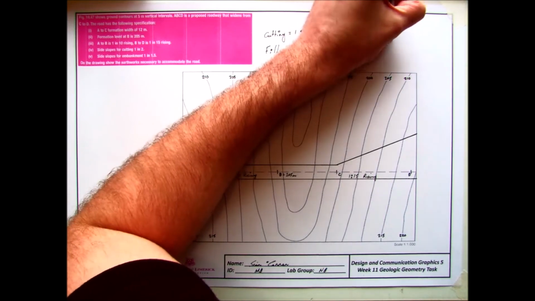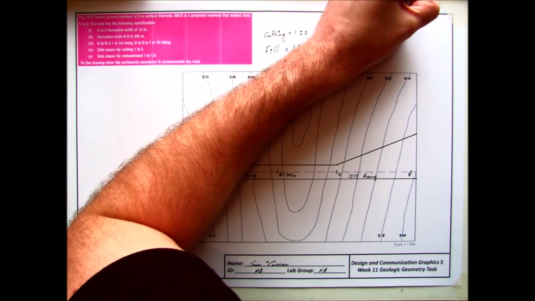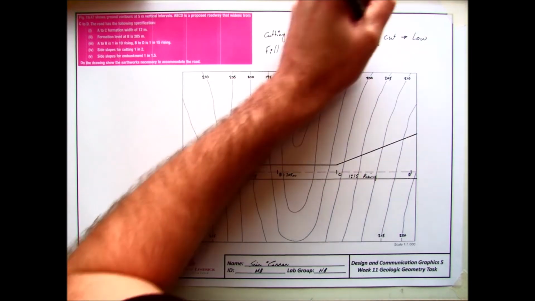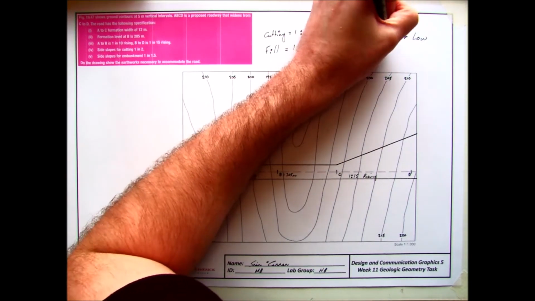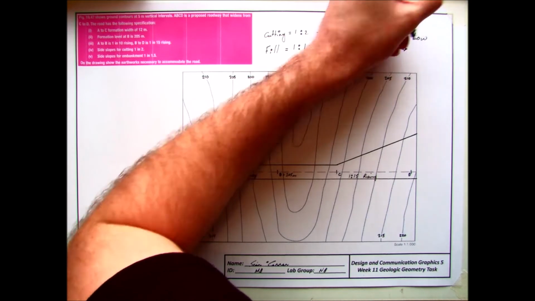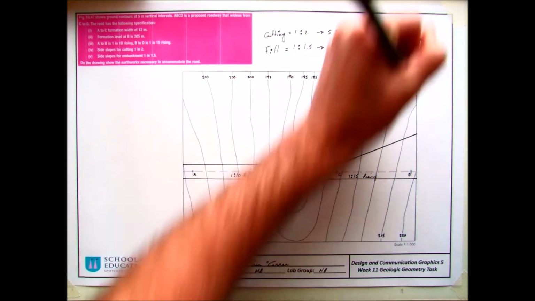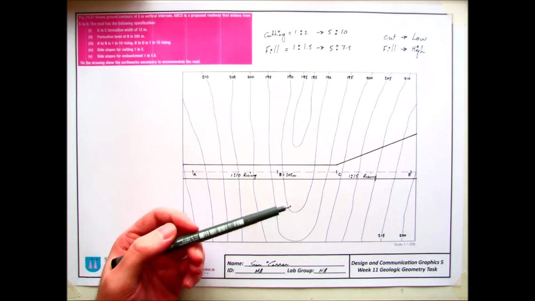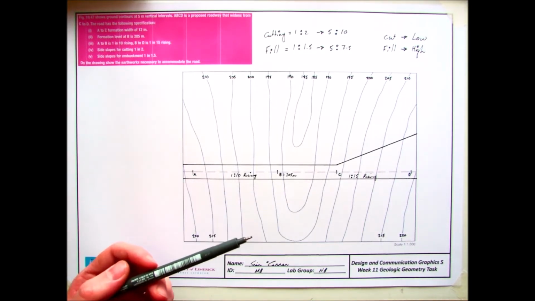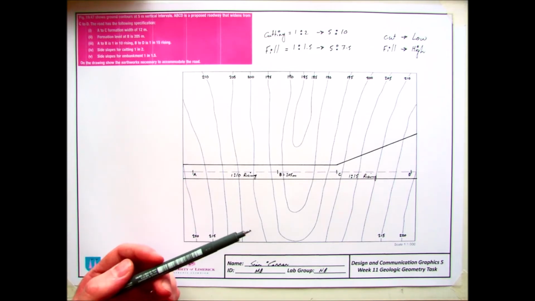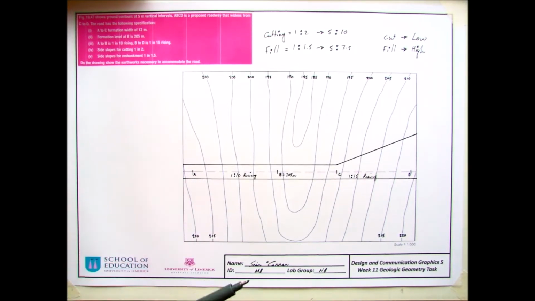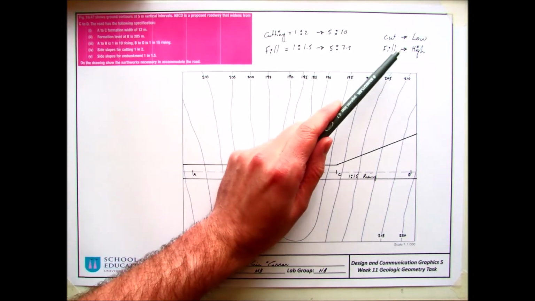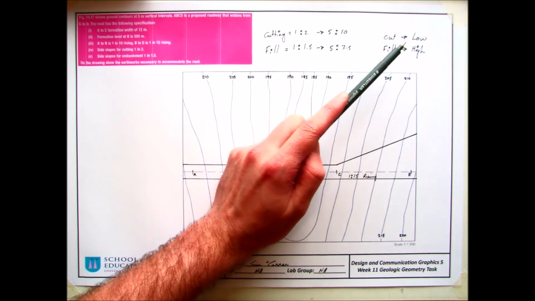cut low and fill high. Now what I mean by that is that when you're dealing with a road that's at a slope, the cone that you're going to form for, let's say, cutting is going to be on the low side of the road, and the cone that you're going to form for filling is going to be the high point of the road.